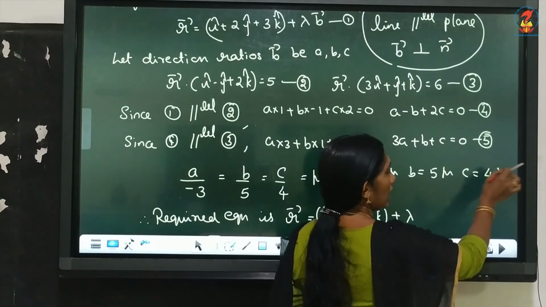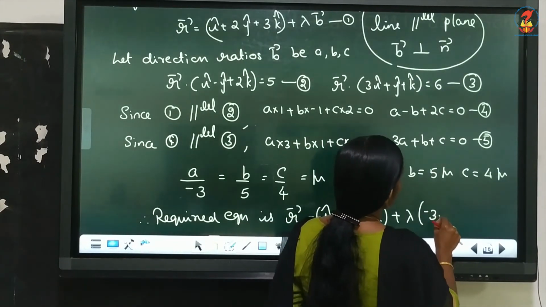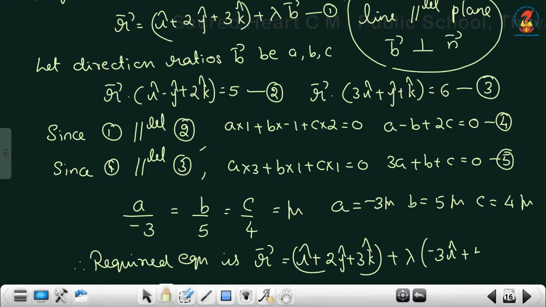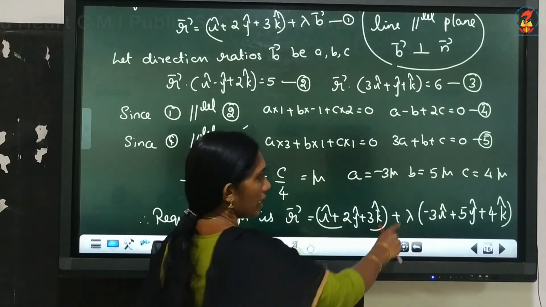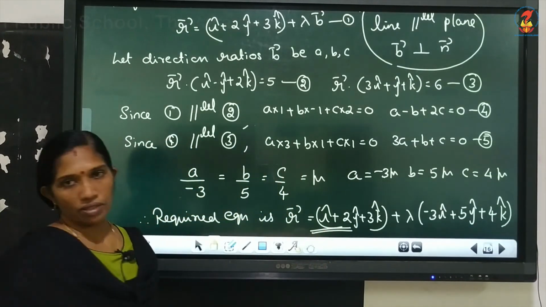Otherwise you can neglect this mu and just write the coefficient part: minus 3i cap plus 5j cap plus 4k cap. Vector B means there are i, j, k parts. That's why we write like this. Okay, so this is the required equation.